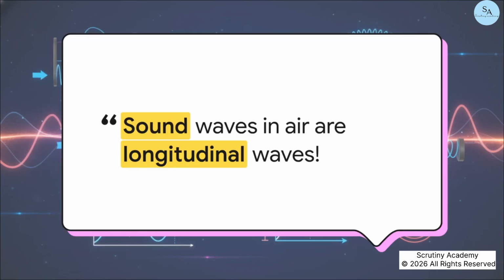And there you have it, the complete anatomy of a sound wave. We cracked the case, we identified it as a longitudinal wave, and we profiled its 4 key fingerprints: wavelength, amplitude, frequency, and speed. Look, if you remember just one thing from this whole explainer, please make it this. It is the foundation for understanding everything else about sound. Say it with me. Sound waves in air are longitudinal waves.